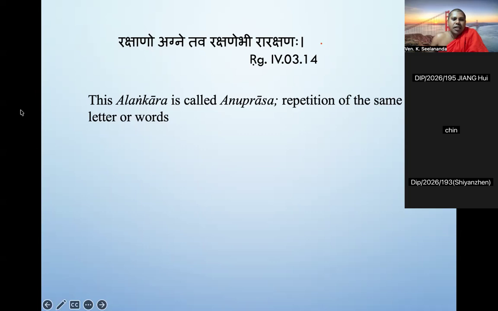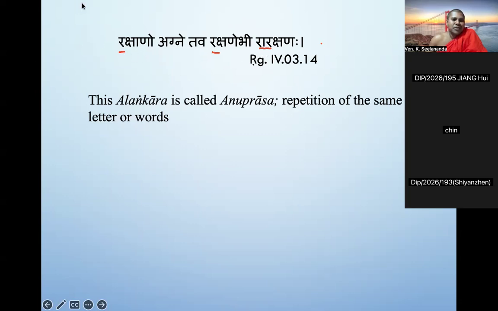Rakshano. I explained before, anuprasa is the repetition of the letters. According to the pronunciation, the similar letters repeat again and again. It is called anuprasa. It is the sound ornament or shabda alankara. You can see here ra, ra, ra, ra. The similar words repeat again and again.